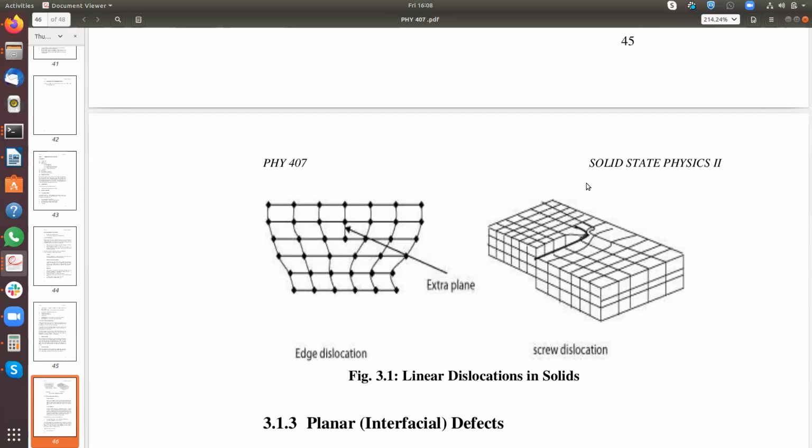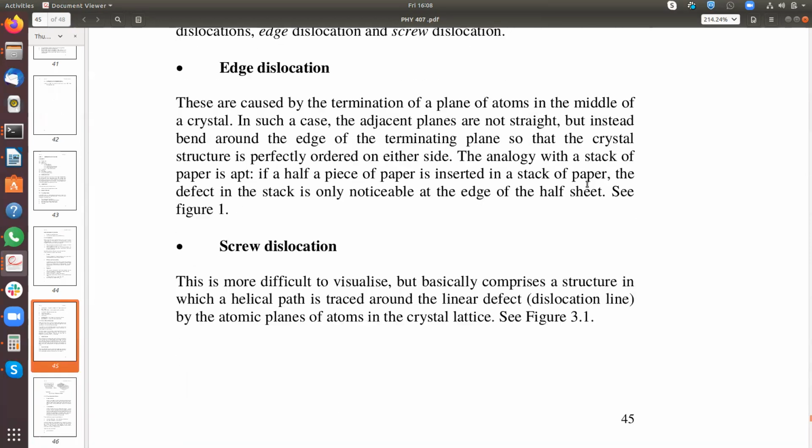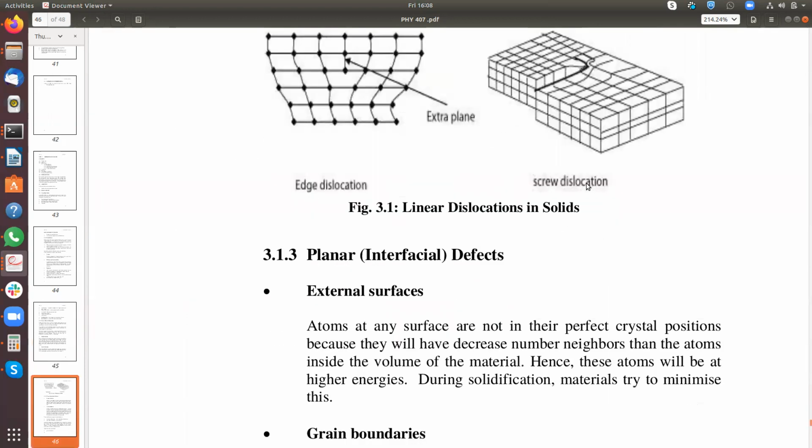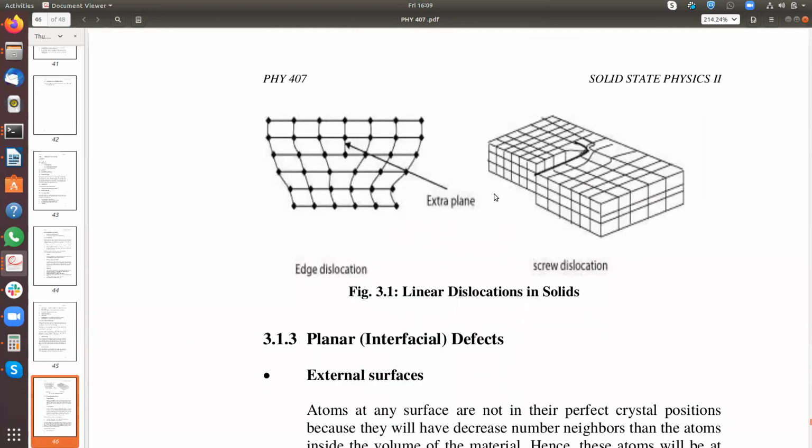Okay. So screw dislocation, now this is more difficult to visualize, but basically comprises a structure in which a helical path is traced around the linear defect, that is the dislocation line, by the atomic planes of atoms in the crystalline lattice. So you can see also in this picture, this is a screw dislocation, that is a kind of shift in the arrangement of the crystals.